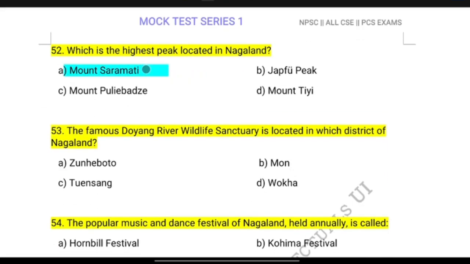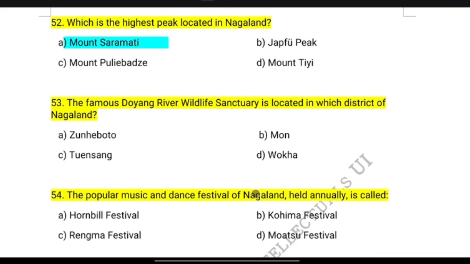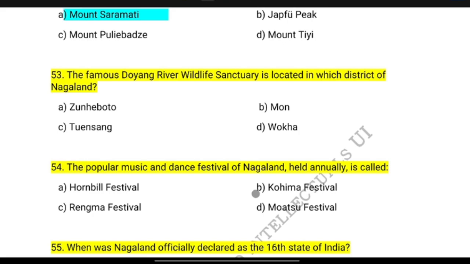Answer. A. Mount Saramati. Explanation. Mount Saramati, standing at an elevation of 3,840 meters, is the highest peak in Nagaland. 53. The famous Diang River Wildlife Sanctuary is located in which district of Nagaland?